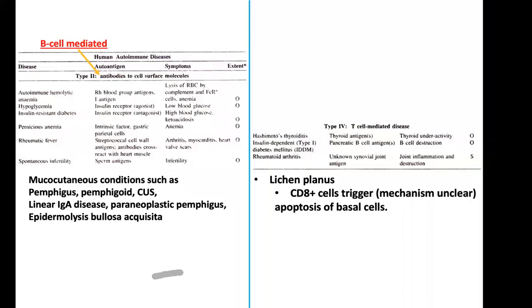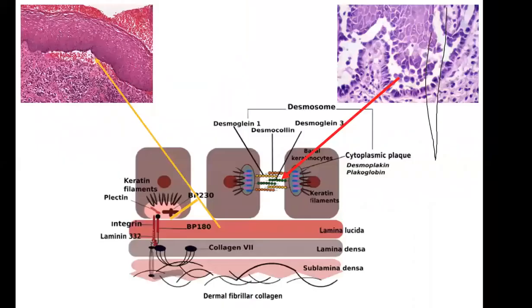And as far as type 4, the delayed or T-cell mediated disease, we have to put in lichen planus over there. It's mediated by CD8 cells. We do not know what the antigen is or what the mechanism is, but we know that the CD8 cells induce apoptosis of basal cells of the epithelium. And so all the action happens over here.